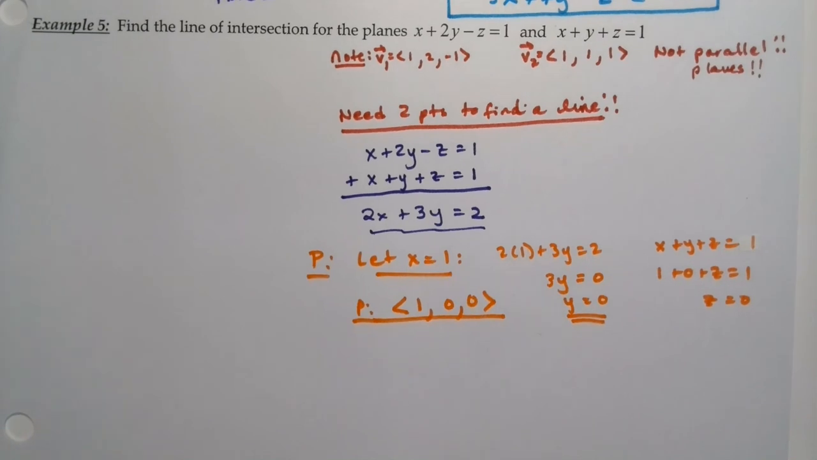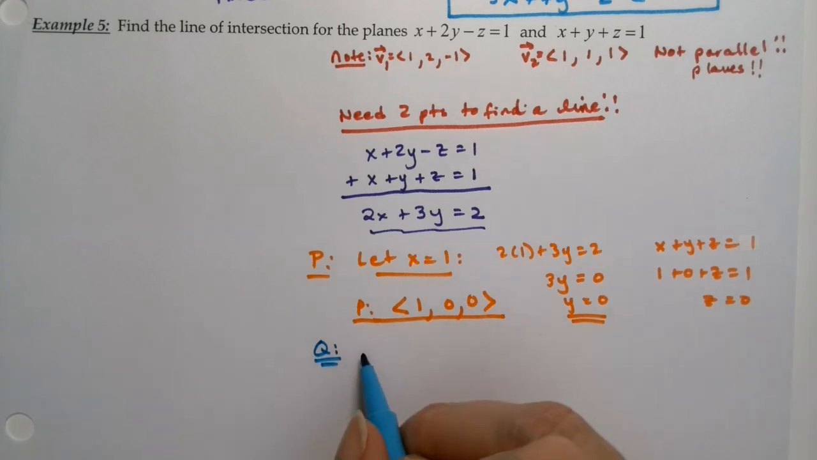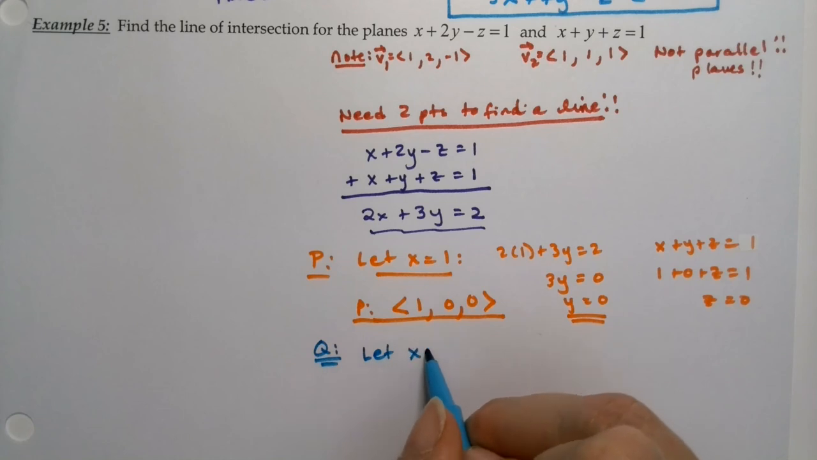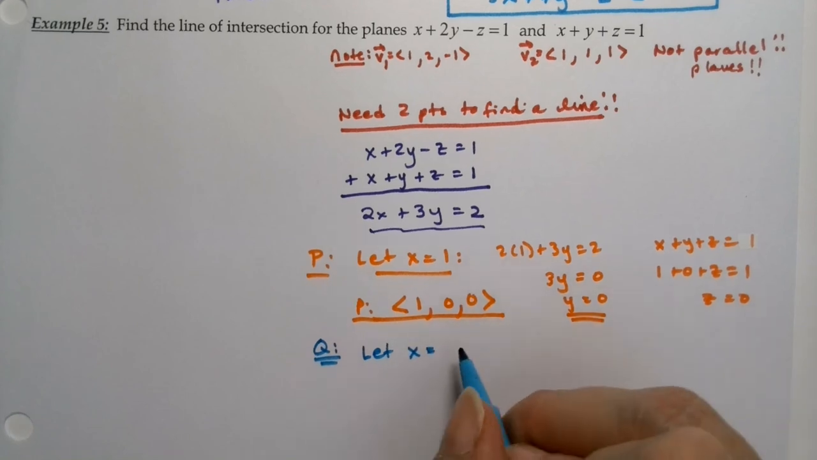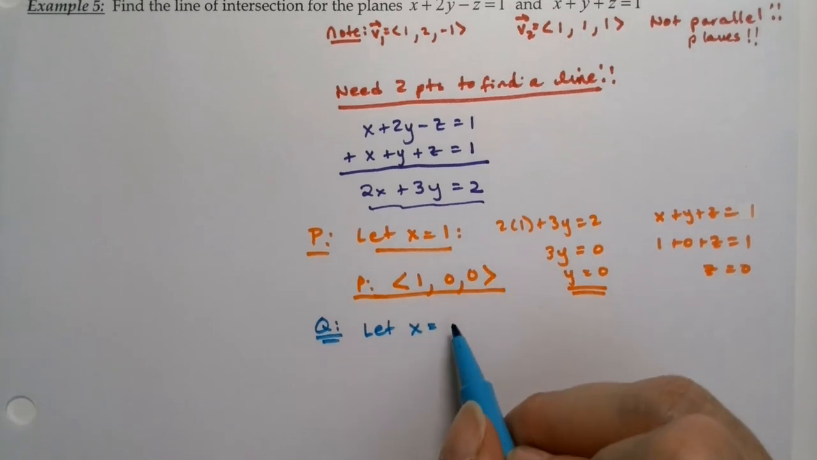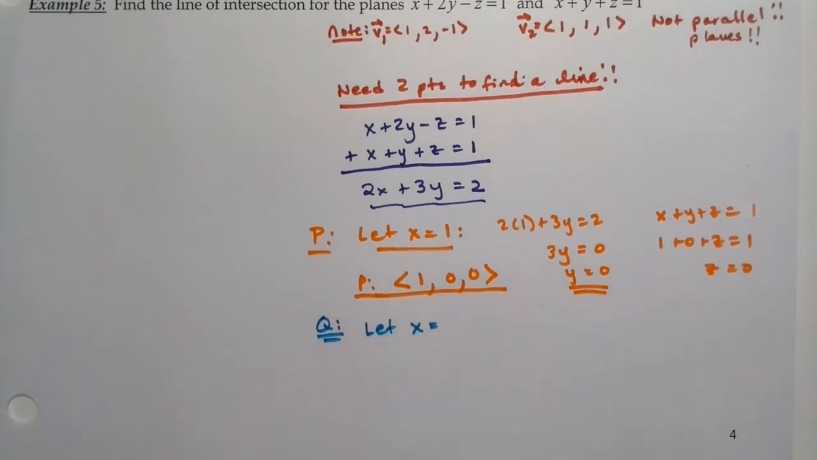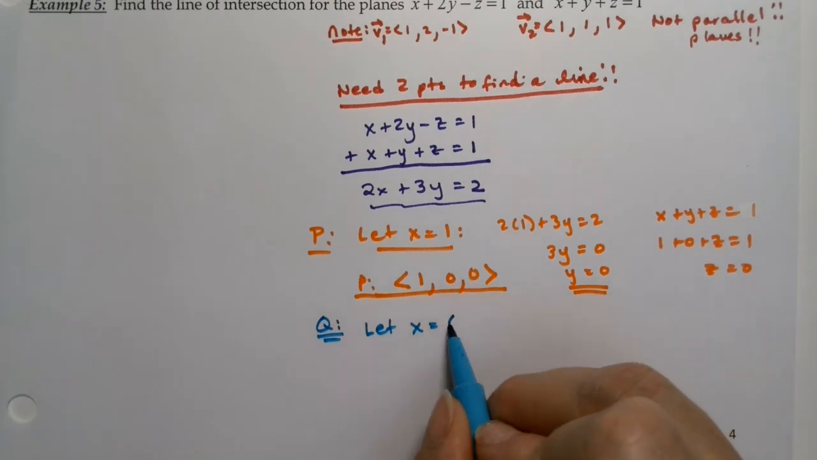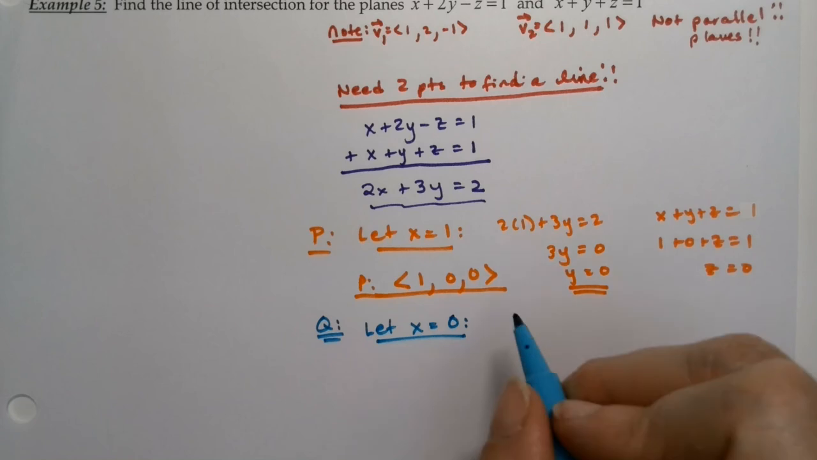And then I'm just going to pick something else, right? So for Q, you can kind of pick whatever you want. I'm going to let x be equal to, I don't know, 3. You could let it be 0. You could let it be 2. You just can't do 1 again. But let me see what happens if I choose 3. Well, here, it doesn't make any difference. I'll do 0. That's more likely what you would think of.